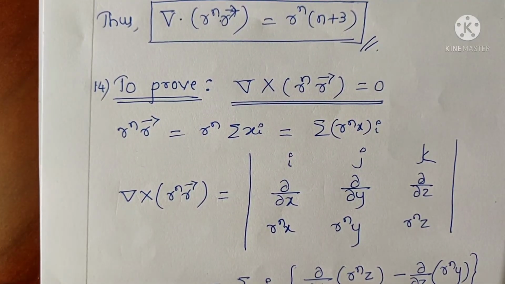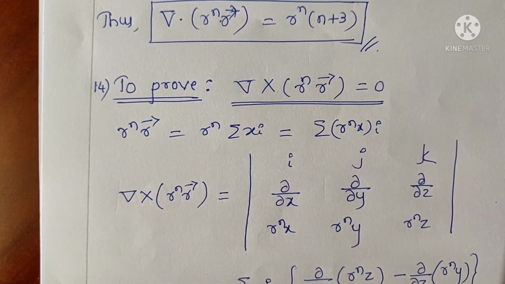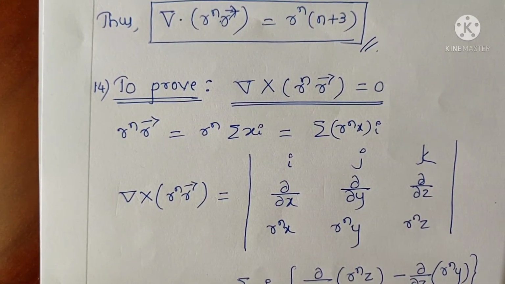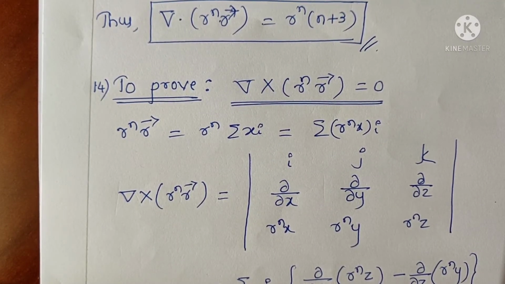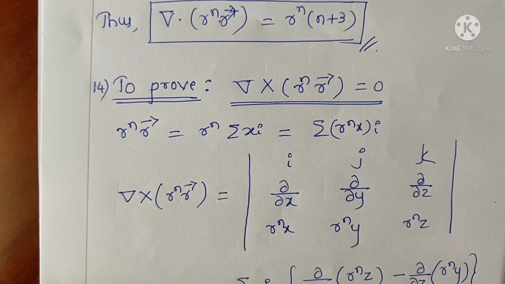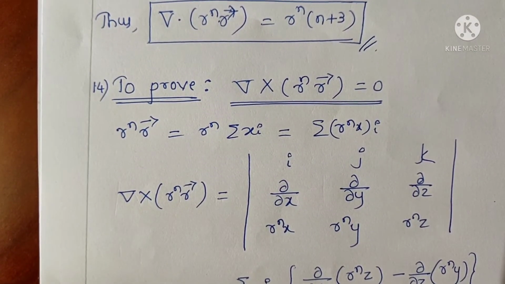So this is equal to summation of i, again the product rule. With respect to y we have to partially differentiate. So n into r raised to n minus 1 dou r by dou y into z as it is. So partial differentiation of z is 0. So minus again n into r raised to n minus 1 dou r by dou z into y.